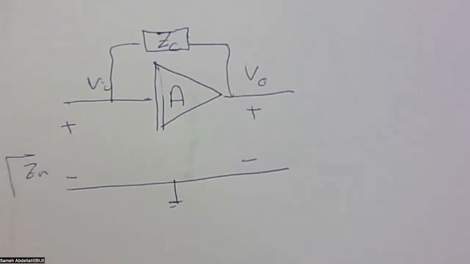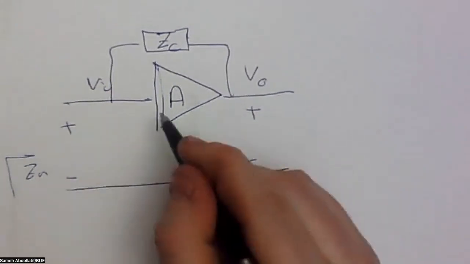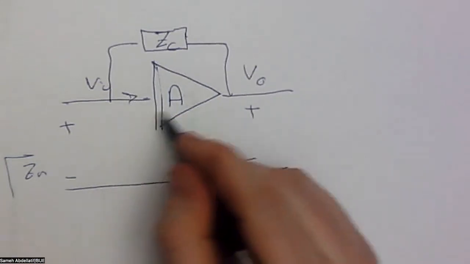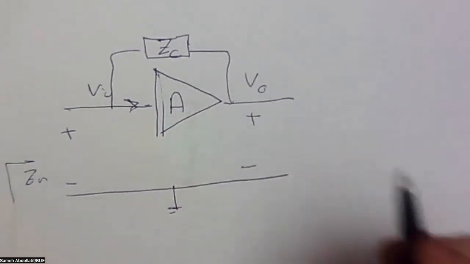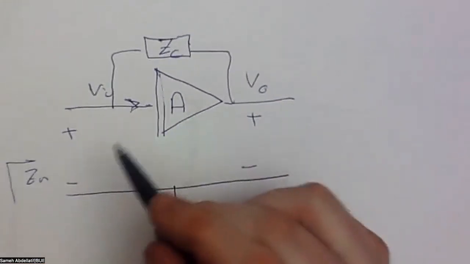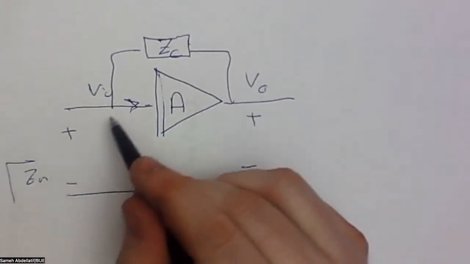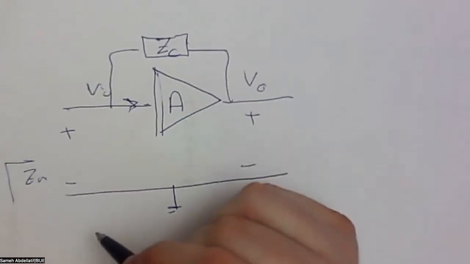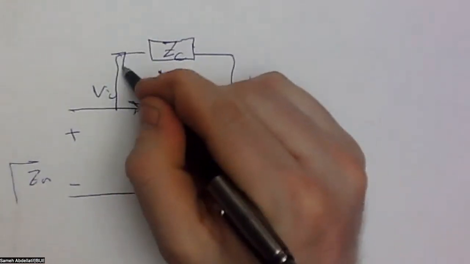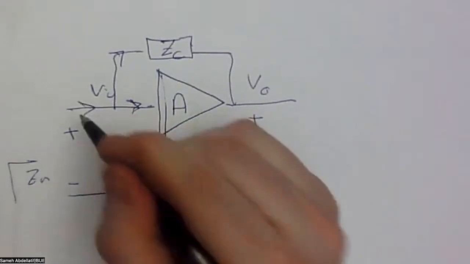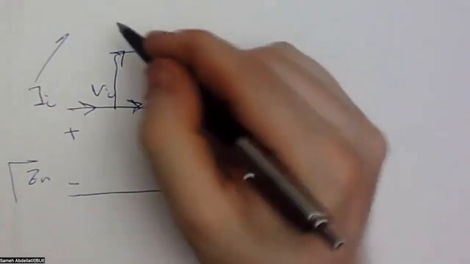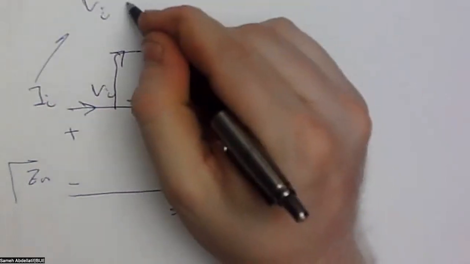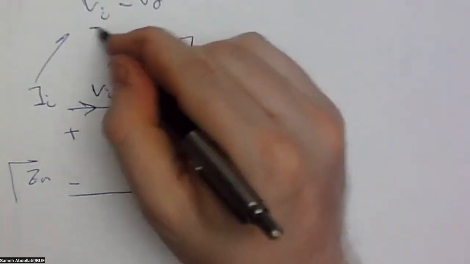As you can see, my dear students, here, no current is flowing into the operational amplifier because, let's consider it as an ideal operational amplifier. So no current is flowing here. So the current is mainly flowing in the ZC. The current flowing in the ZC, which is typically I input, is equal to V input minus V output over ZC.